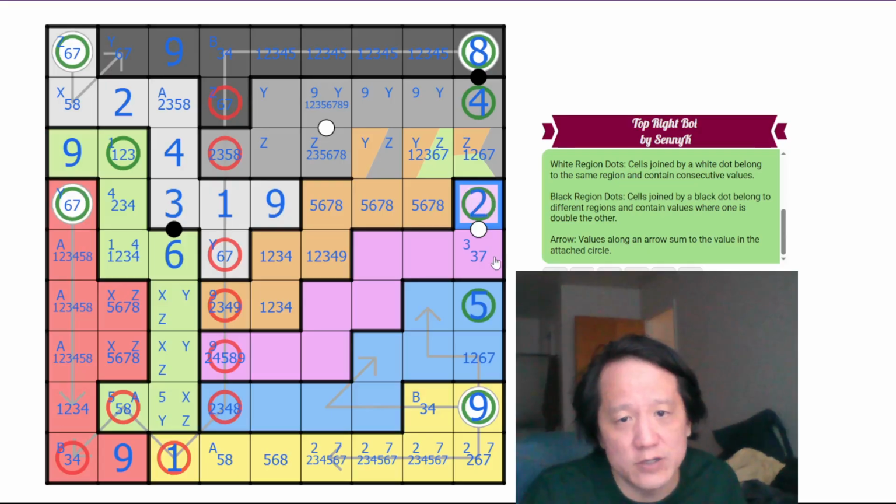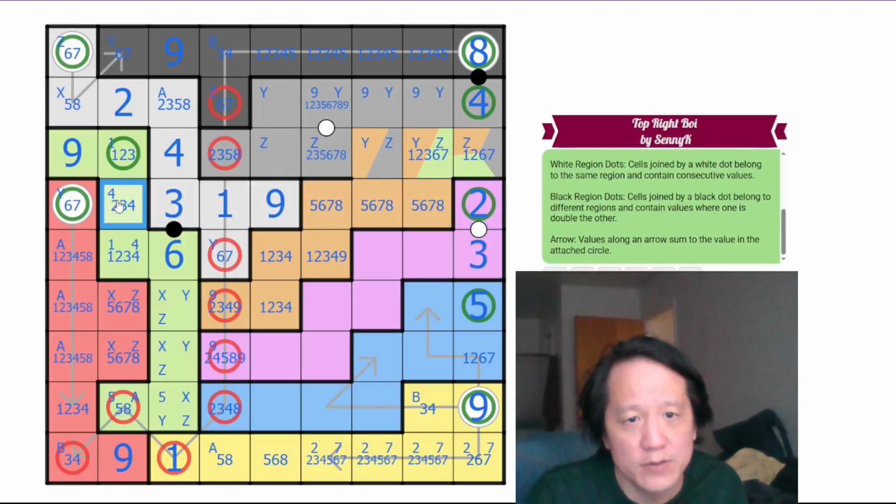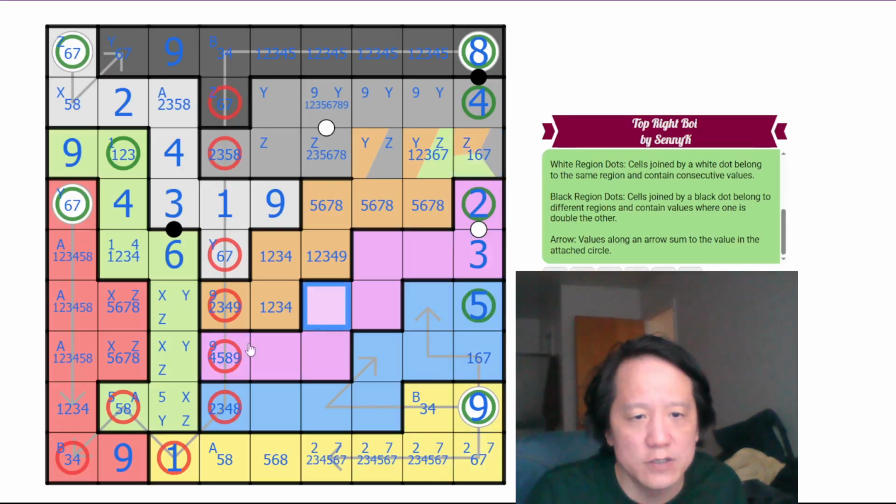3 eliminates 3 here, so that's 2 and 3. 2 and 3 eliminate 2 and 3 there. It's 4. 2 and 3 eliminate 2 and 3 in the rest of the column and the rest of the region. This is not 2. This can't be 4. This can't be 2. So it's 1, 3 as a pair here.